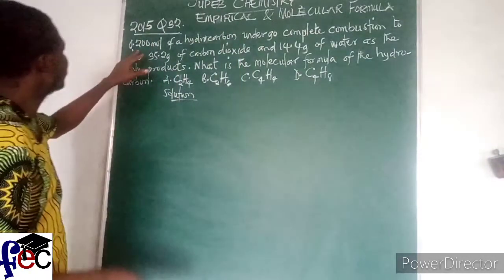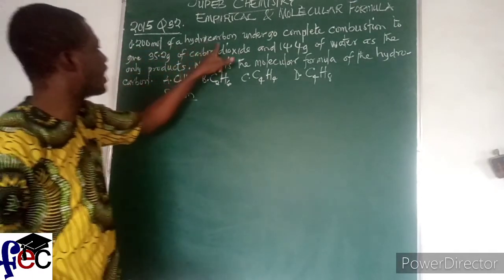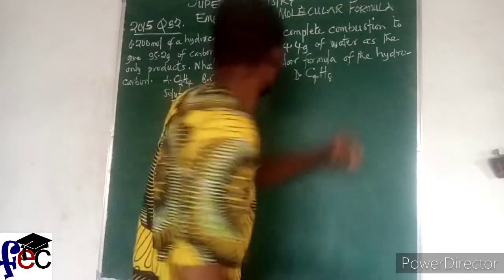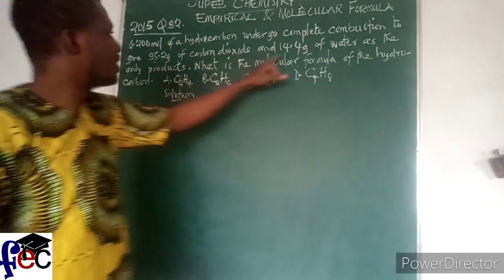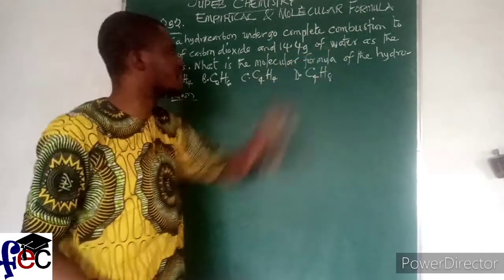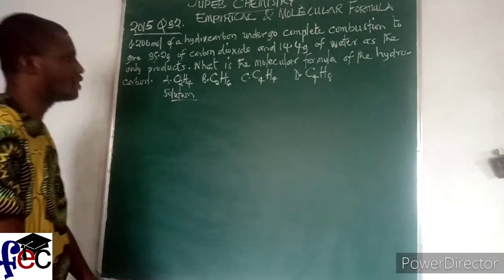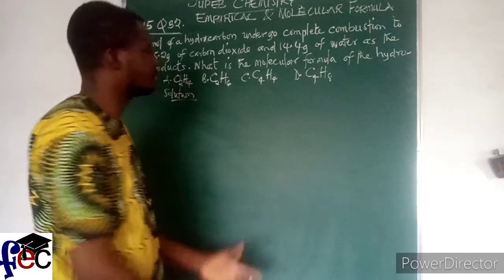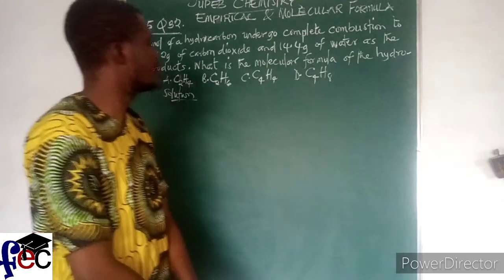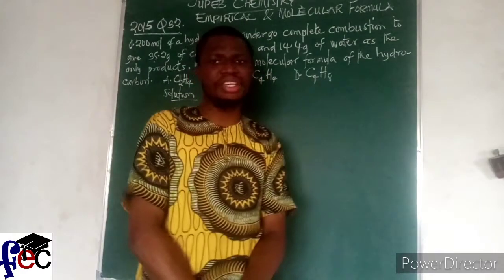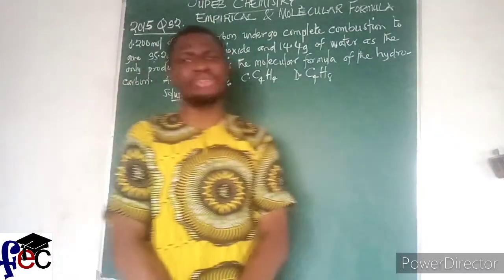Okay, so we have been told that 0.200 mole of a hydrocarbon undergoes complete combustion to give 35.2 gram of carbon dioxide and 14.4 gram of water as the only product. What is the molecular formula of the hydrocarbon? Is it C2H4, C2H6, C4H4, or C4H8?